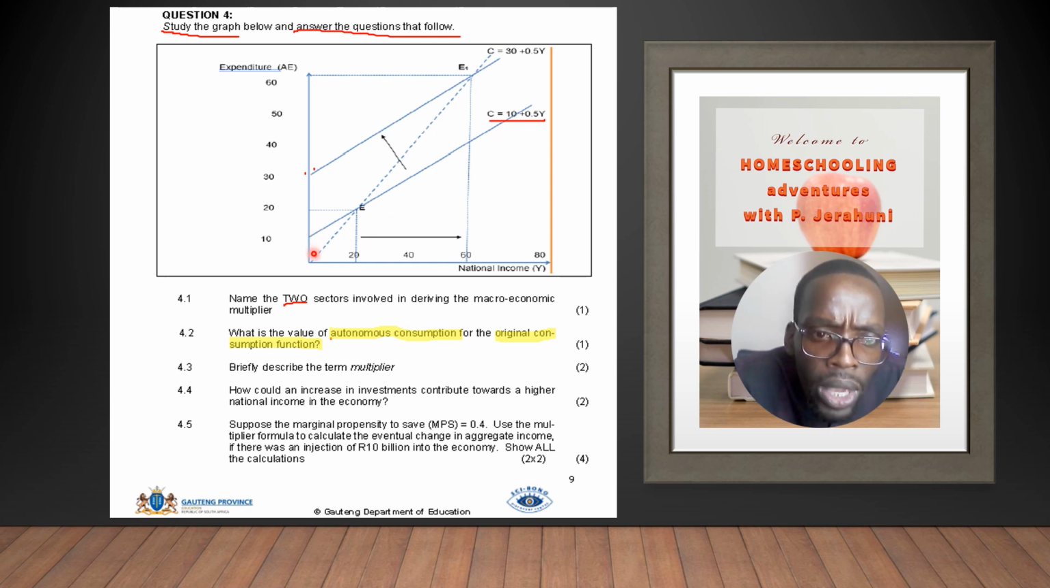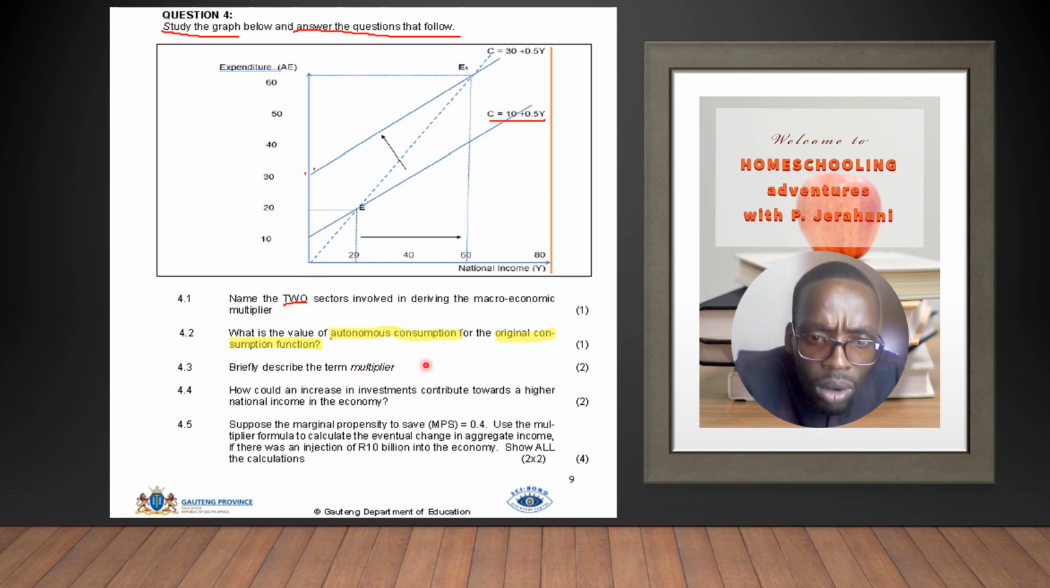Okay, and where this graph meets the vertical axis, that's where we have our autonomous consumption. Why? Because that's consumption when income is 0. So anywhere where it touches this vertical axis, that's autonomous consumption, because that's expenditure when income is 0. Okay, right. So that's fine.